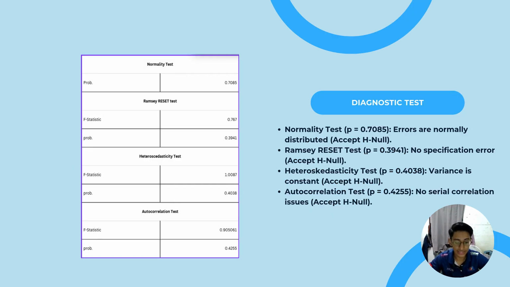First we run the normality test. The p-value is 0.7085, which means that we fail to reject H null. Therefore we conclude errors are normally distributed. Next is the Ramsey RESET test. The p-value is 0.3941, and since the p-value is bigger than 0.05, we fail to reject H null. Therefore there's no specification error. Next is the heteroscedasticity test, where the p-value is 0.4038. Therefore, variance is constant. And lastly, the autocorrelation test, the p-value is 0.4255. Therefore, there are no serial correlation issues.